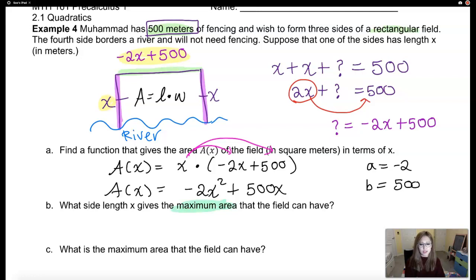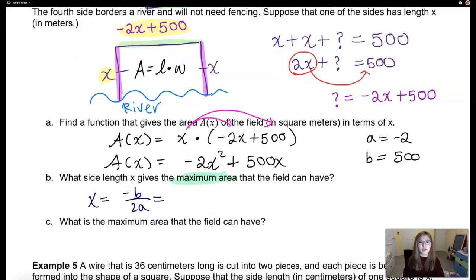What I know is the maximum of a quadratic function is the y value of its vertex. So here comes our vertex formula: x equals negative b over 2a. Negative b will be negative 500 over 2 times a, which is negative 2. So that's negative 500 divided by negative 4. What's 500 divided by 4?